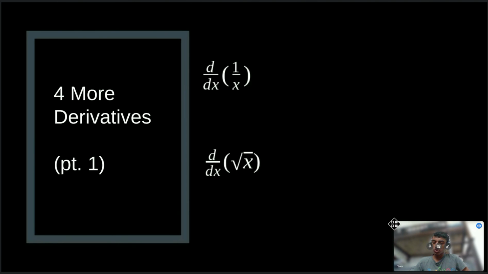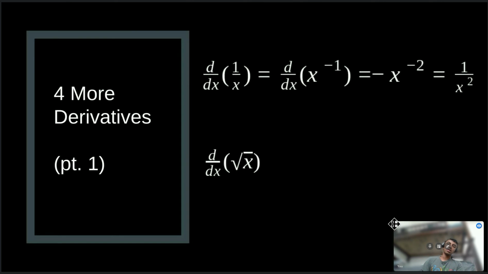Here are 4 more derivatives that we can use our new rules to solve. Our first one is going to be the inverse of x, 1 over x. We can just turn this into the derivative of x to the power of negative 1, and we can apply the power rule to it. So we have negative 1 times x to the power of negative 2. Remember, you have to minus 1. So that's why this number got greater. Not greater, less. Greater magnitude.